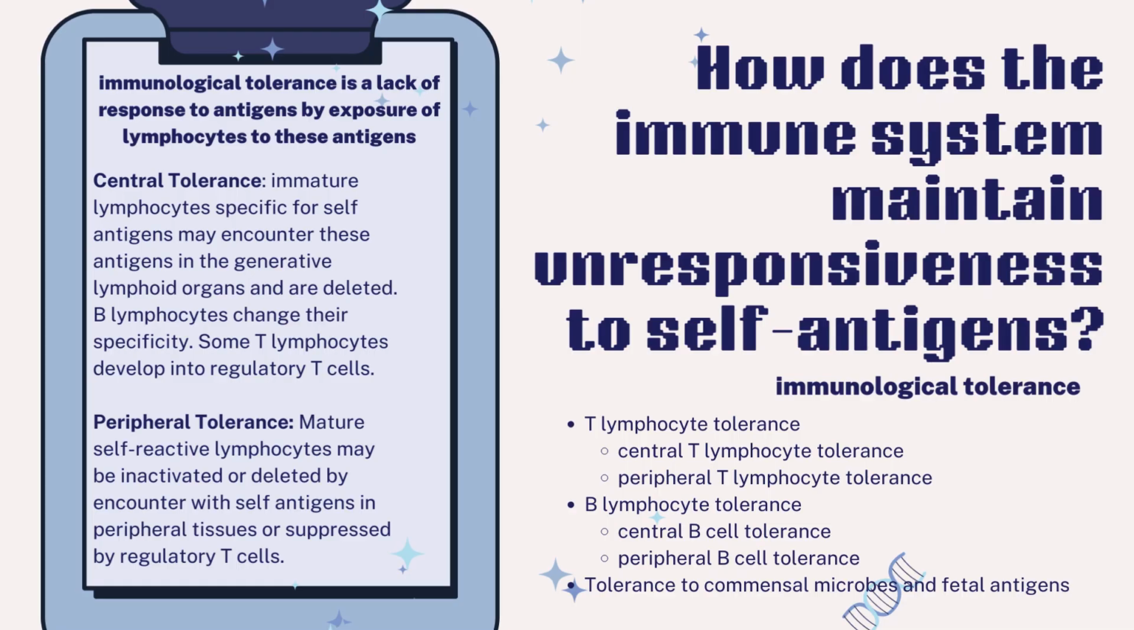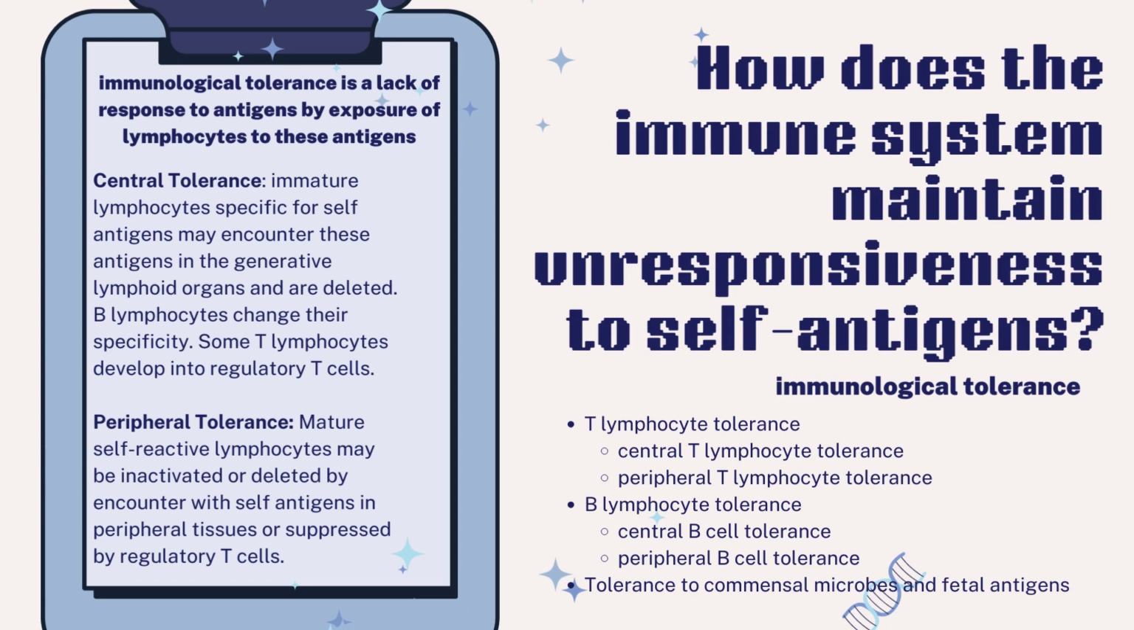How does the immune system maintain unresponsiveness to self antigens? It does so through immunological tolerance, which includes T lymphocyte tolerance, both central and peripheral, B lymphocyte tolerance, both central and peripheral, and a tolerance to commensal microbes and fetal antigens. Immunological tolerance is a lack of response to antigens by exposure of lymphocytes to these antigens.